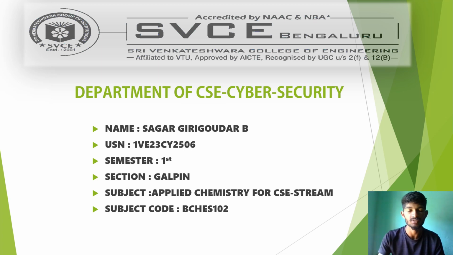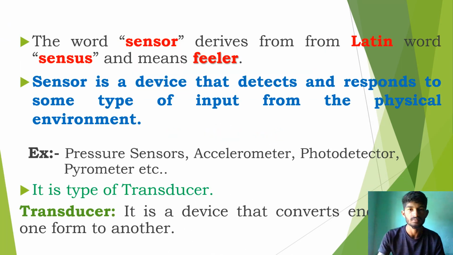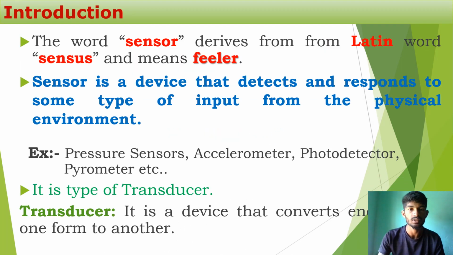Today in this session I am dealing with chemistry sensors. Introduction. The word sensor derives from the Latin word sensus and means feeler. A sensor is a device that detects and responds to some type of input from the physical environment. Examples: pressure sensors, accelerometer, photodetector, pyrometer, etc.